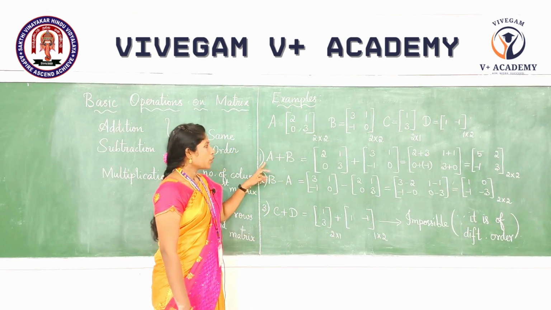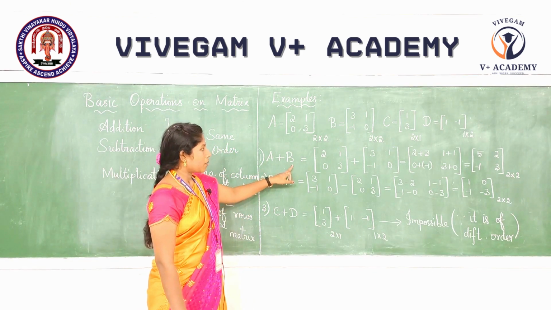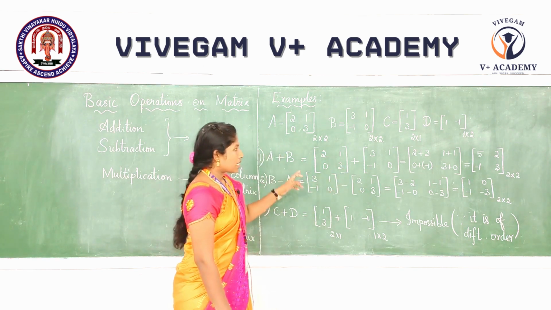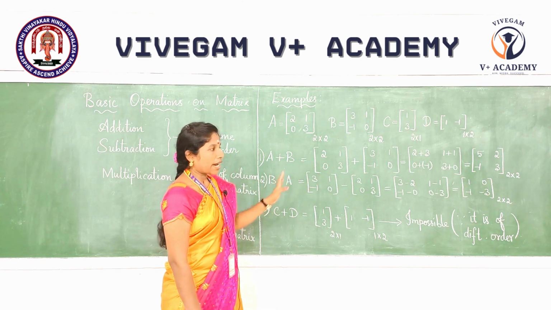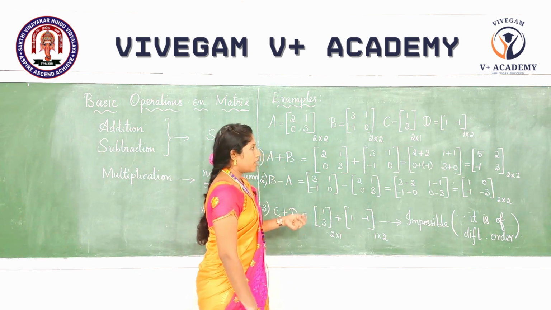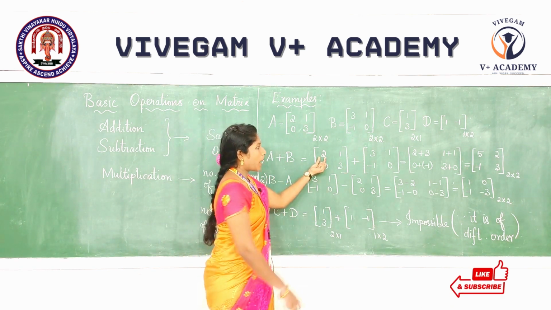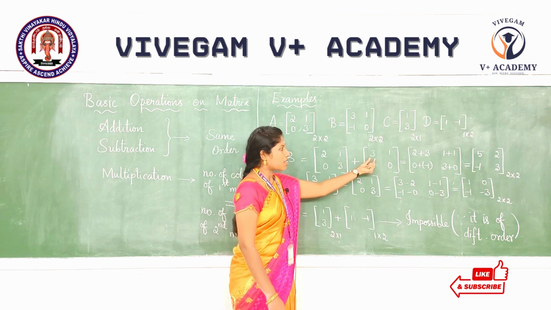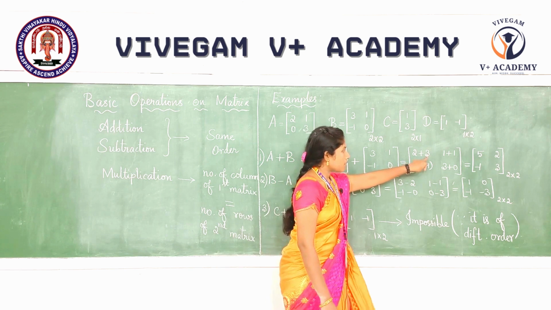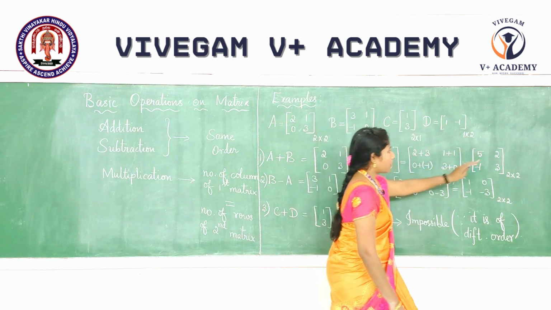Now we are going to add the matrices A and B. So I have written matrix A plus matrix B. Since they are of the same order, we can add them. Now how to add: the corresponding elements have to be added. Here the first element is 2 and in the second matrix the first element is 3. So those two elements we add. So 2 plus 3, and the result will be 5.